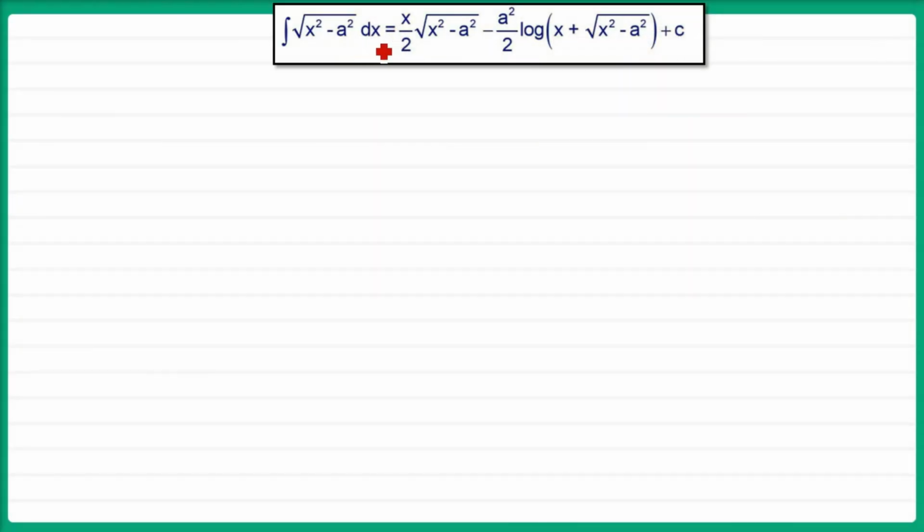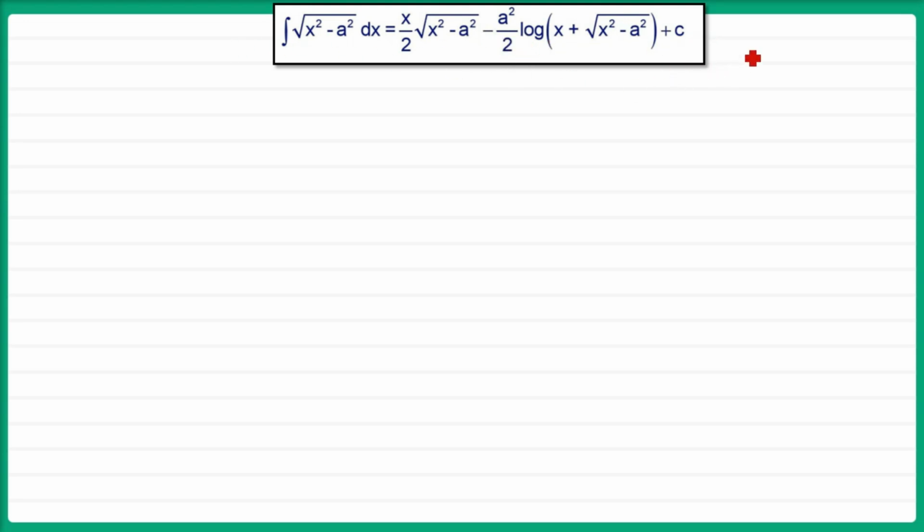Integral of under root x square minus a square dx is equal to x by 2 under root x square minus a square minus a square by 2 log modulus inside this bracket x plus under root x square minus a square. Now what is the proof? How did we get or arrive at this result? Now we are going to prove it for you.